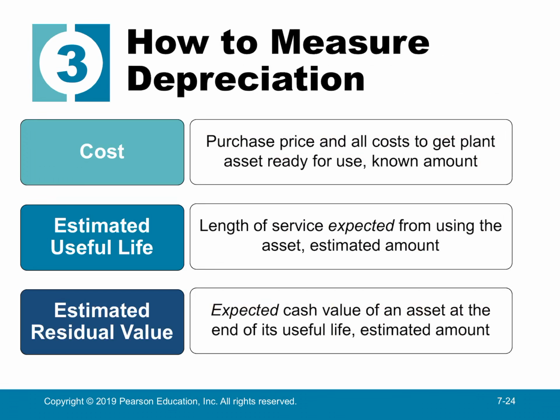So some more terminology before we start diving into depreciation methods. The cost was the purchase price and all costs to get the asset ready for use. We just did that earlier in the lecture. The estimated useful life: what is the length of service that you expect from this asset? It's an estimated amount. The estimated residual value: what is the expected cash value at the end of its useful life? It might be zero, or there might still be some value at the very end.